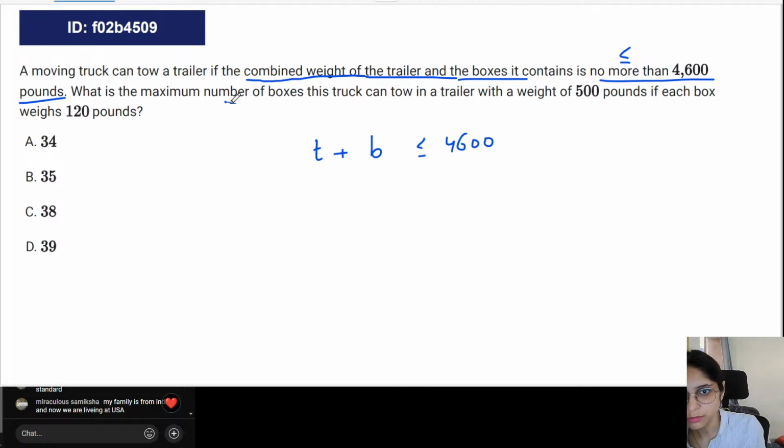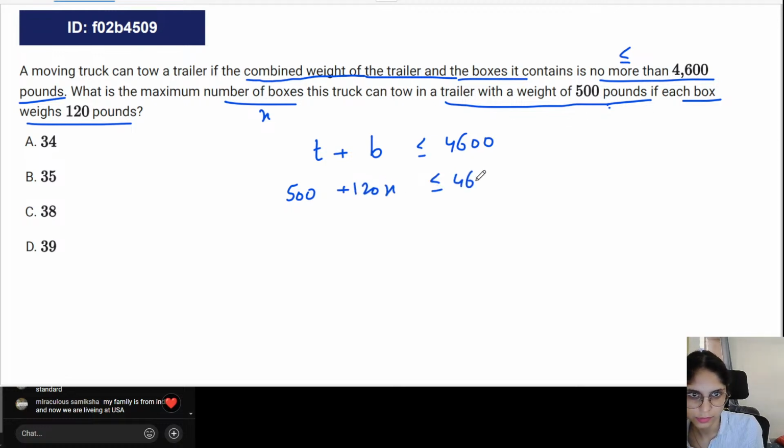Now what is the maximum number of boxes? Let's say this is X. This truck can tow a trailer with a weight of 500 pounds. So trailer is 500 pounds. Each box weighs 120 pounds. So B is going to be 120X. Got it? Because each box is 120.